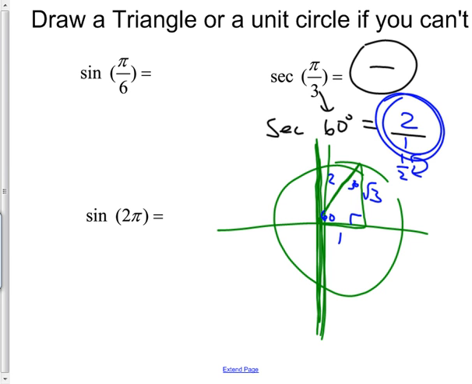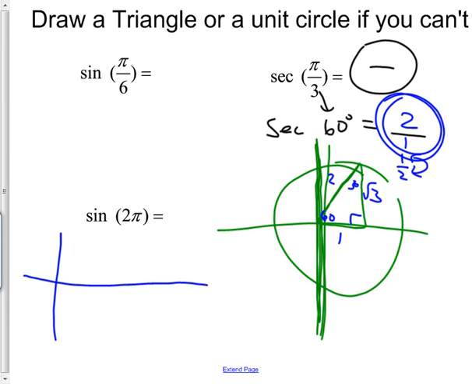Raise your hand if you had that one right. Okay, good. All right. This one I want you to just think about for a second. What is sine of 2 pi? 360. You know what the answer is? 0. Now, if you don't have that one memorized, how could you have gotten it?